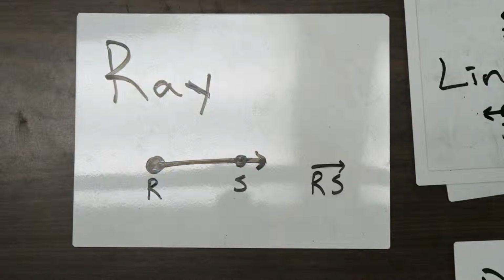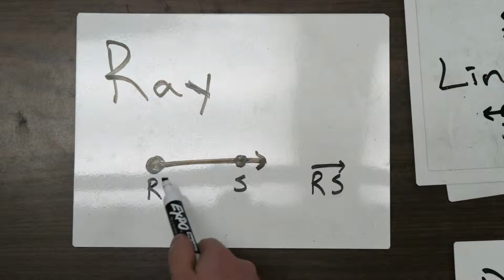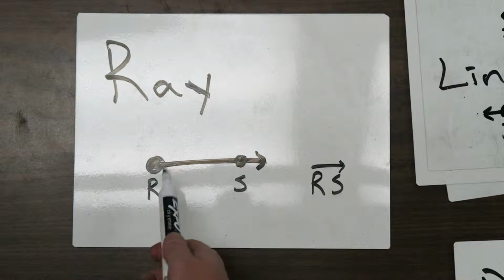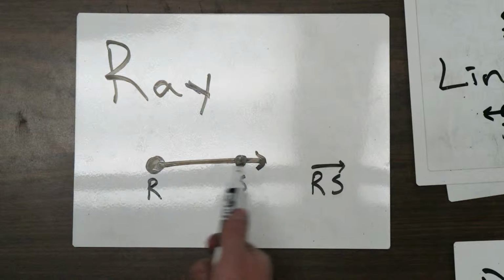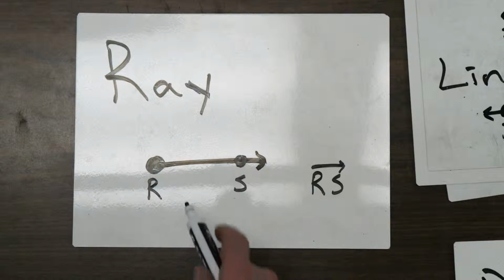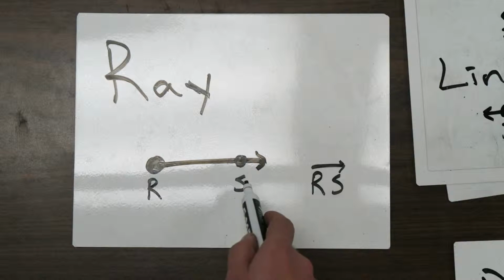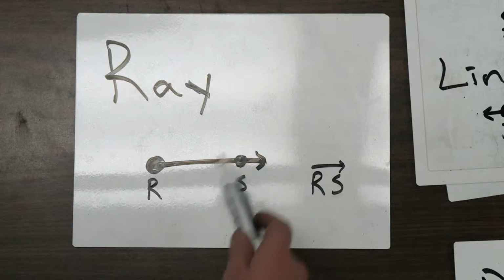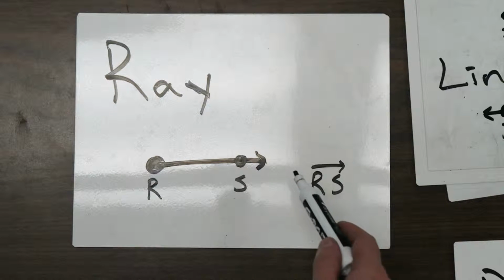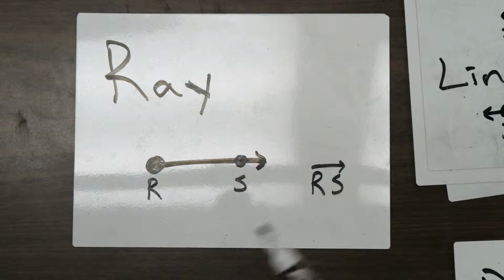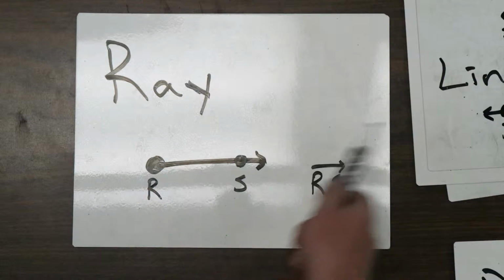Now, a ray is kind of a combination of the two. It has a starting point, but then it goes on forever in one direction. It doesn't go on forever in both directions, just in one. Oftentimes we'll be given 2 points on a ray, and so we would label it with those 2 points, a line over them, and then an arrow pointing in whatever direction the ray goes.